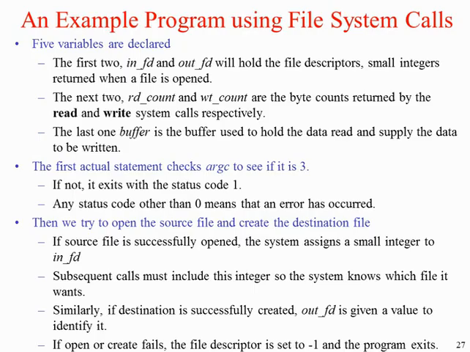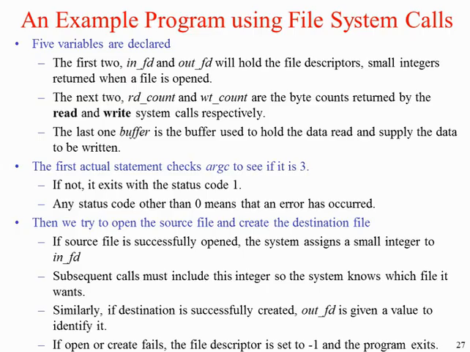Now 5 variables are declared. The first two, infd and outfd, will hold the file descriptors representing the two files. One is the source file and the other is the destination file. Small integers will be returned whenever these files have been opened successfully.